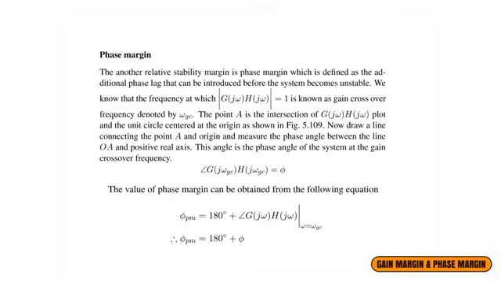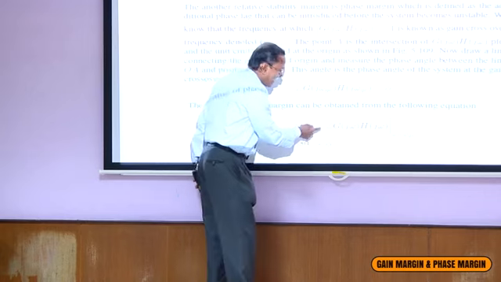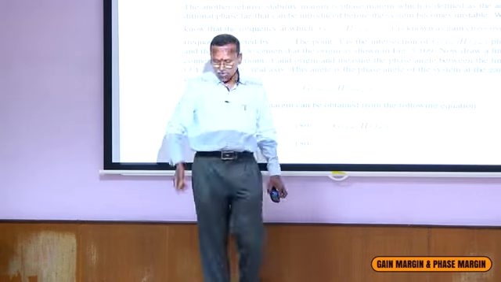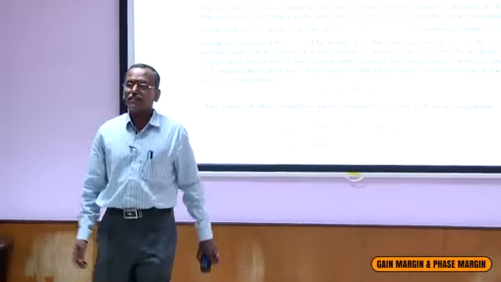Phase margin. What is phase margin? When it crosses unity magnitude, what is the angle we have to find? The angle of G of j omega we are finding. Therefore, phase margin is 180 plus that value. It is minus 150 in the previous case we have seen. 180 minus 150 equals 30 degrees. Therefore, phase margin is 30 degrees.